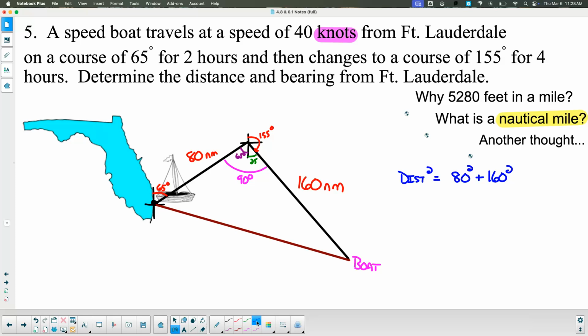So 80 squared is 6,400. 160 squared is 25,600. All told, that gives us 32,000. So the distance is going to be 178.88544 nautical miles. Would you agree with that? Yes. Okay.